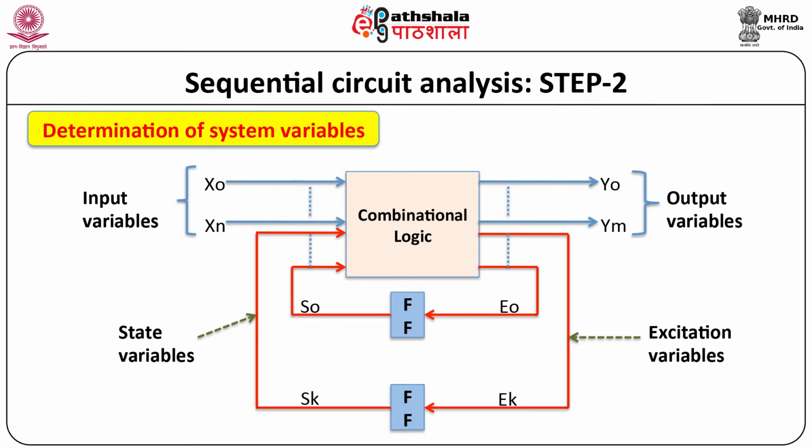When flip flops are used as memory devices, the SR, JK, D, T inputs are the excitation variables of the flip flops. The state variables are the outputs of the flip flops. The Q or Q bar, the outputs of the flip flops, define the state of the sequential circuit.